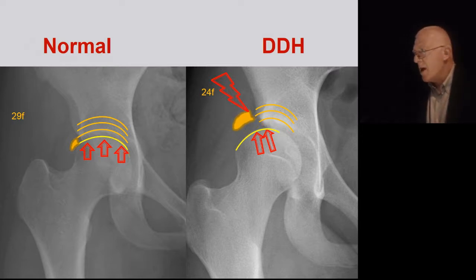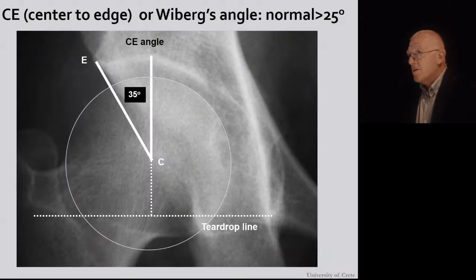So a very easy way to assess subclinical developmental dysplasia is to measure the Wiberg or center-to-edge angle, which has been used for a few decades. From the center point of a circle of the femoral head, we draw a perpendicular line and one up to the edge of the acetabulum. This angle should normally be more than 25. If it is between 20 and 25, then this is the subclinical form of developmental dysplasia. If it's less than 20, then it's an overt form of developmental dysplasia.